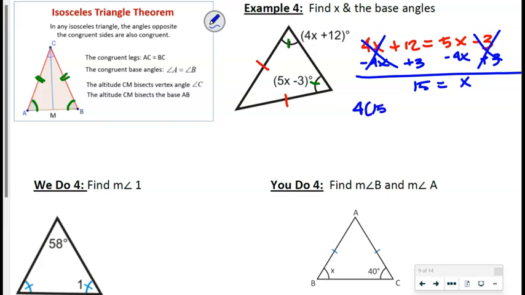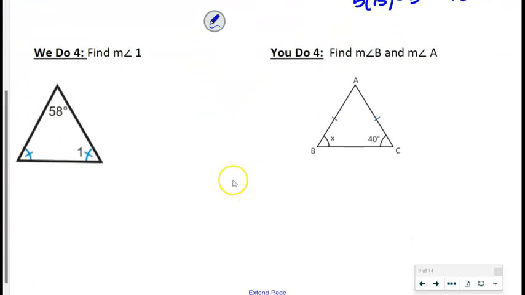4 times 15 is 60 plus 12. That would be 72 degrees, right? So let's check the other one as well. 5 times 15 is 75 minus 3, which is also 72 degrees. These should be equal, and if they're not, you know something's wrong.